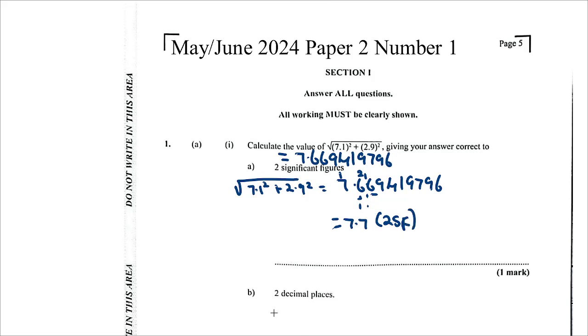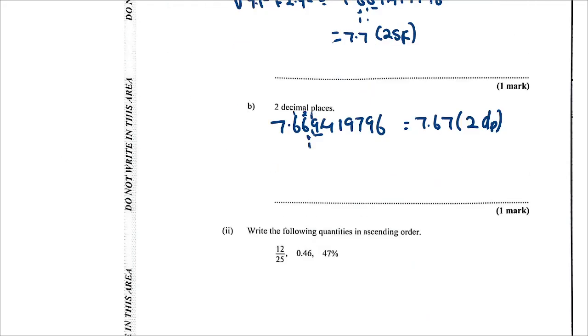So 2 decimal places, 7.6694199796. 2 decimal places, exactly what they say there is what you're counting. 2 digits after a decimal place. 1, 2, draw a line. Again, look at the digit after the line. 9, is it more than 5, less than 5? It is more than 5. Add 1 to the digit directly in front of the line, which is 7.67 to 2 dp's, and that is how you would have done this question right here.